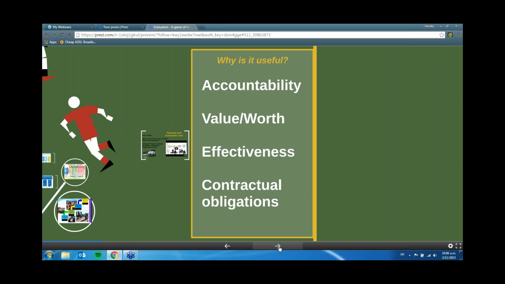So in the first respect, evaluation is valuable for accountability, both to yourself and to the people who participate in the program, and ultimately your funder. So that kind of takes us to the next point around value and worth.